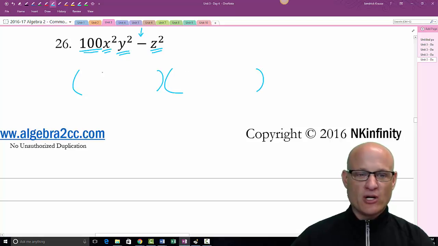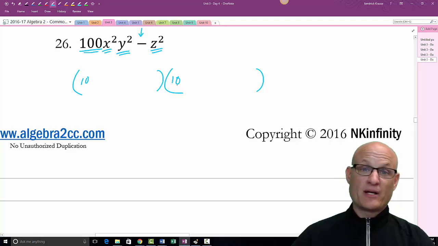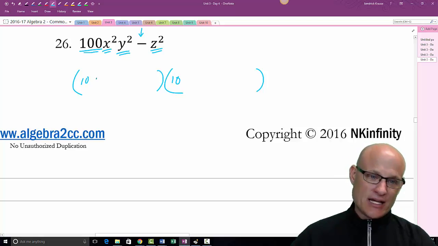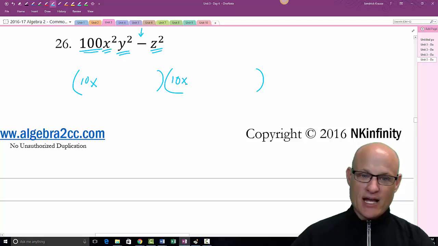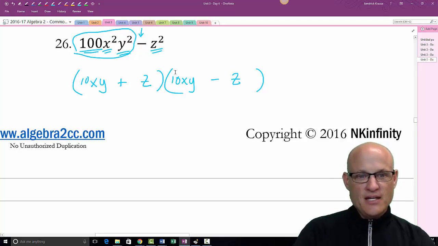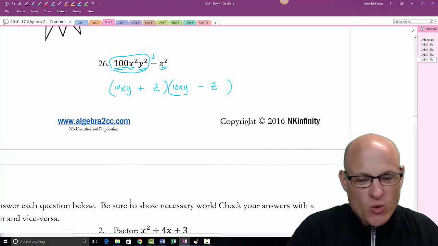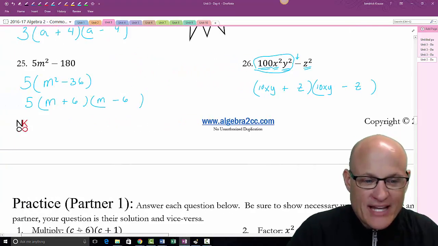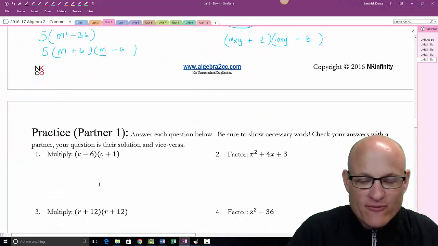So what multiplies to 100? 10 and 10. What multiplies to x squared? X and x. What multiplies to y squared? Y and y. So I've taken care of this piece. One's plus, one's minus, and then z and z. Well, that's it. That's just a quick refresher of 9th grade algebra or 9th grade factoring.